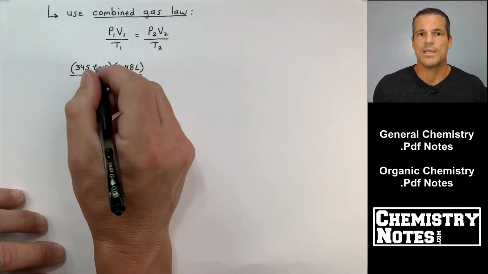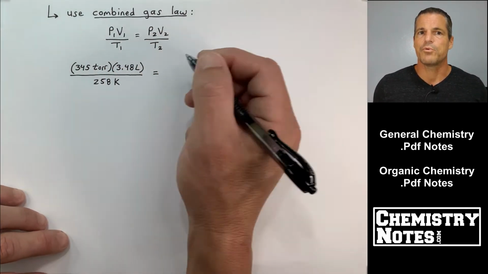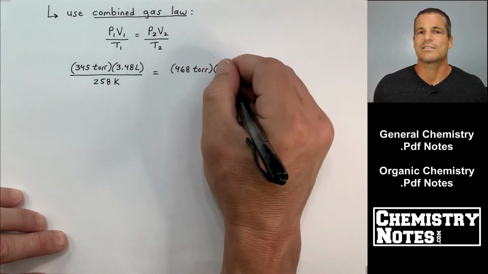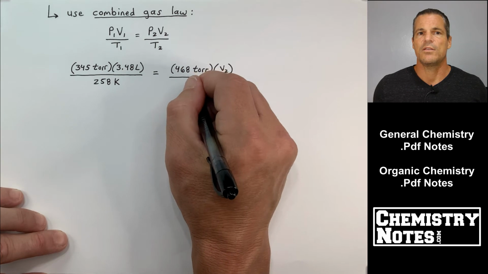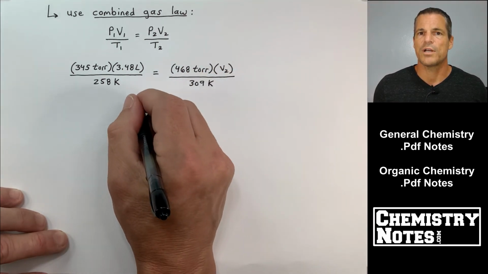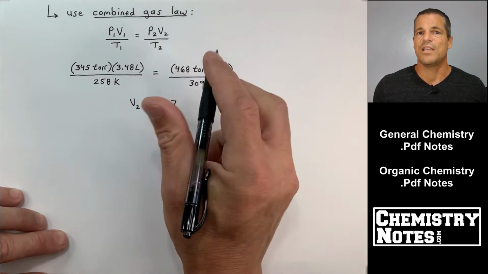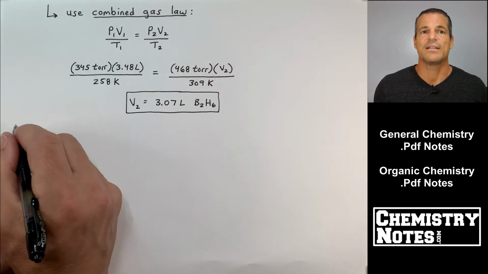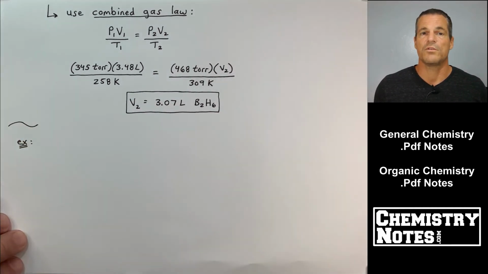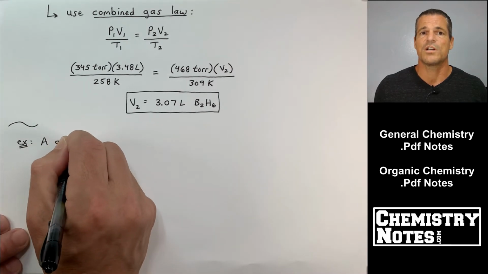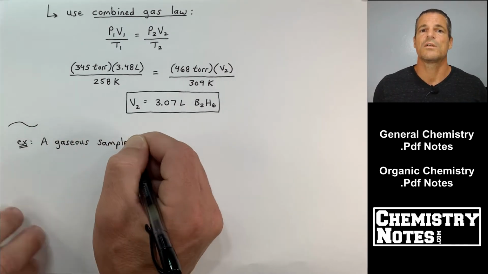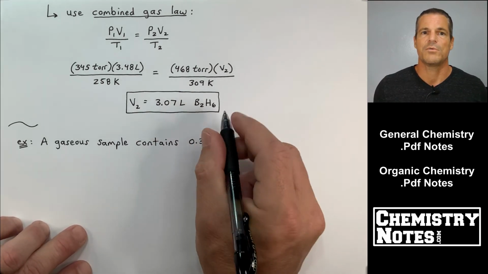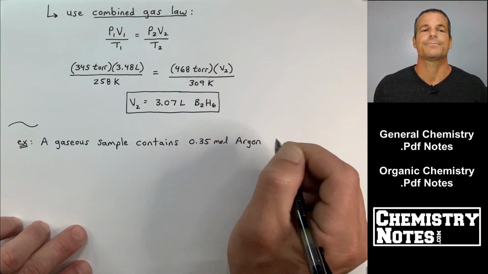I plug everybody in. You notice I can leave my pressures in torrs. That's because we don't have the universal gas constant R here. You only have to use specific pressure units of ATM when you're using the ideal gas law. So I cross multiply and divide, clean this up, or if you want, you can cross multiply and set them equal to each other. V2 equals 3.07 liters of diborane, B2H6, 3 sig figs.